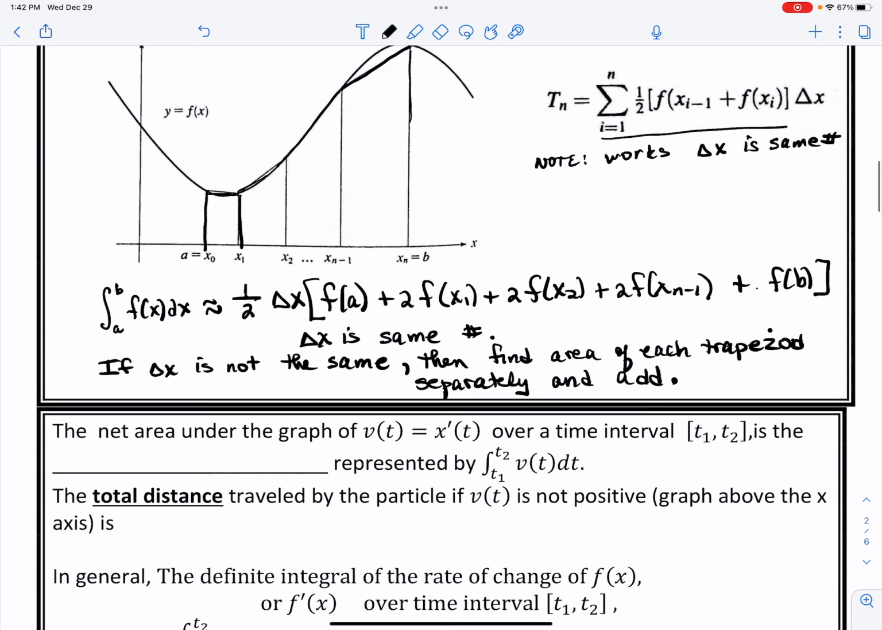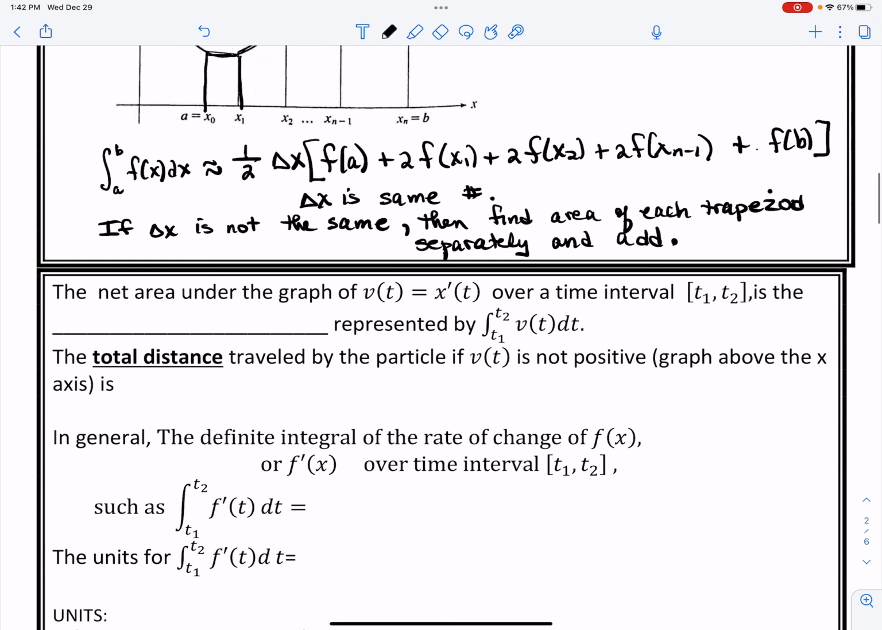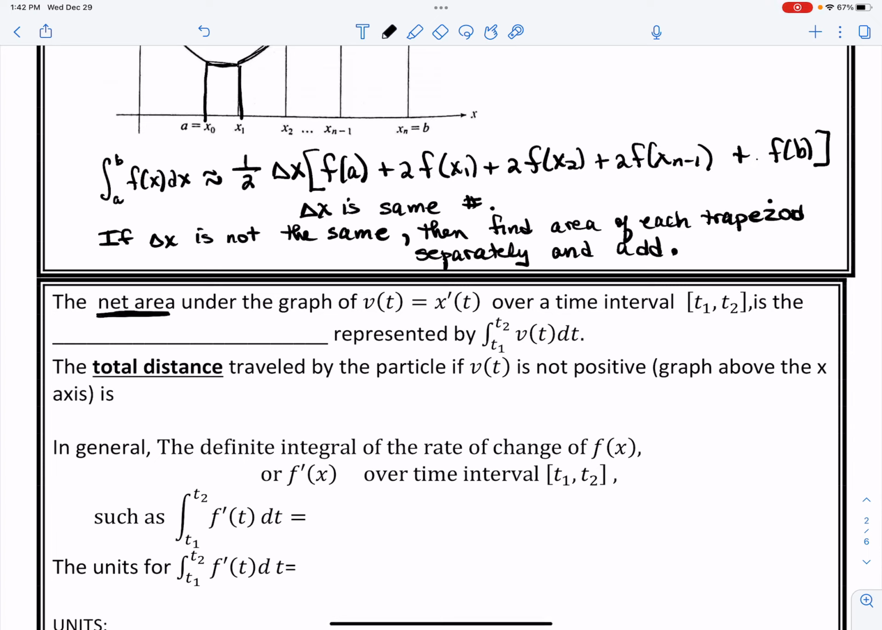Okay, now as far as an application is concerned, the net area, this is the area under the graph of the velocity, which is the derivative of the position, over the time interval, is called the displacement, right? This is area with a sign. So let's say I travel 6 units to the right and 2 units to the left. Then the displacement would be 4, but the total distance traveled is 8.